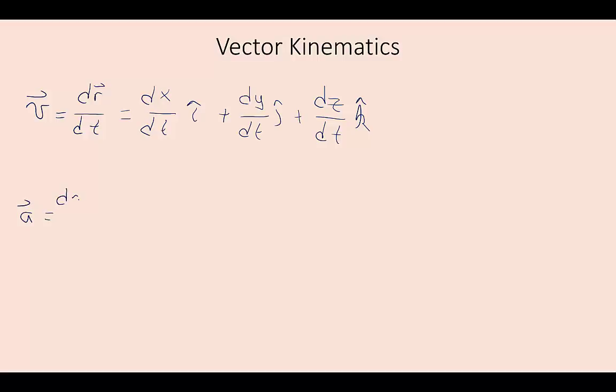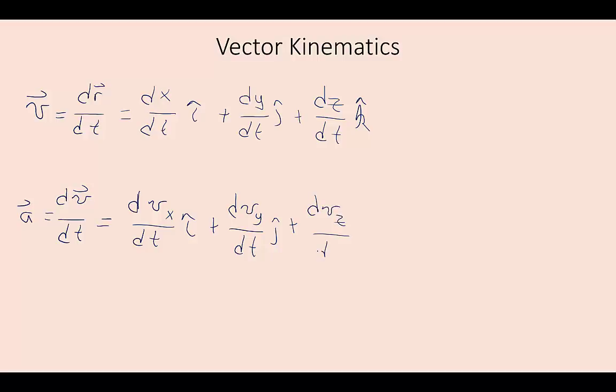And from there, we can take the next step and say, well, then acceleration, which we know is dv dt, must be the derivative of all of these, which would then say that it is dvx dt in the i plus dvy dt in the j plus dvz dt in the k.